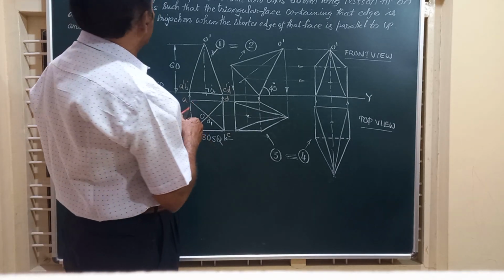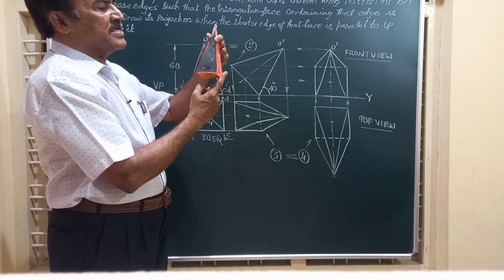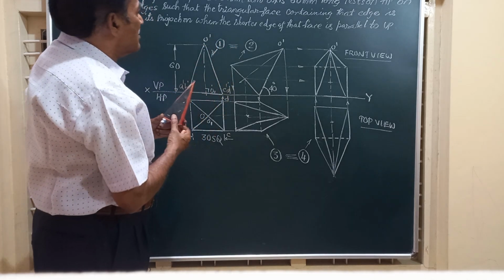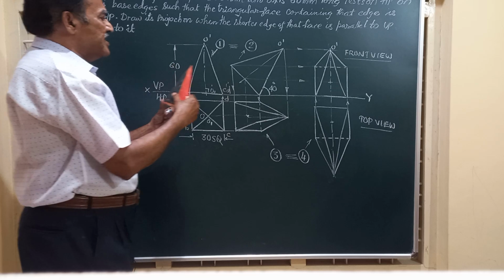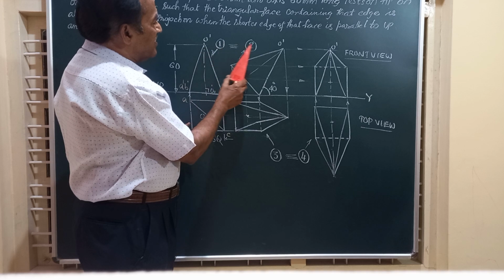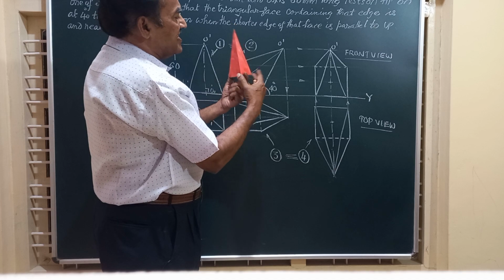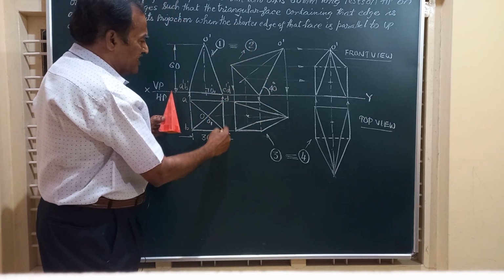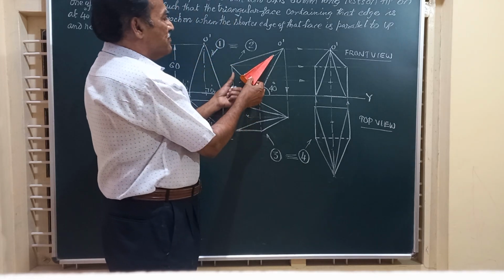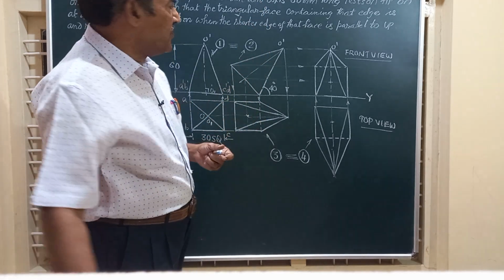But in the question it is given that the triangular face containing that edge, suppose say this is the edge, is inclined at 40 degrees to HP. So it was like this friends. Now I have to redraw this such that the triangular face containing this edge, that is say edge CD, is inclined at an angle of 40 degrees to HP, something like this, and obtain the corresponding top view.